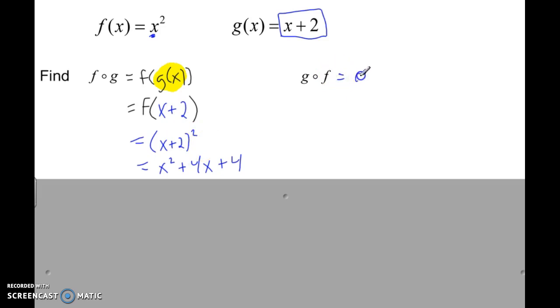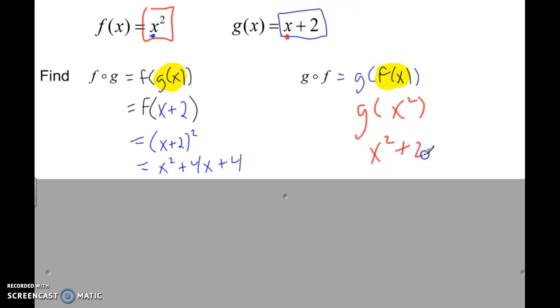Same thing here. This is going to be g of f of x. We're just plugging x into this function. So first you want to figure out what is f of x. F of x is x squared. So this is going to be g of, instead of f of x, I'm going to plug in this guy, which is x squared. Now everywhere there's an x in the g function, I'm plugging in an x squared. So this would just be x squared plus 2.